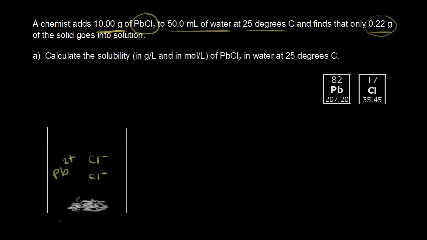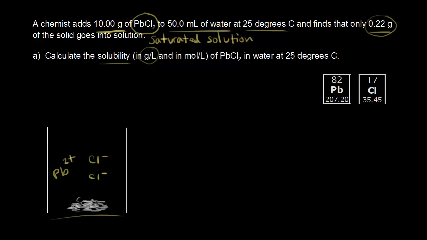So this is just a little bit of a picture of what's happening. We now have a saturated solution of lead 2 chloride. So we have ions in solution, and we have a large amount of undissolved lead 2 chloride. In part A, our job is to calculate the solubility of lead 2 chloride in water at 25 degrees Celsius. And first we're going to find the solubility in grams per liter.